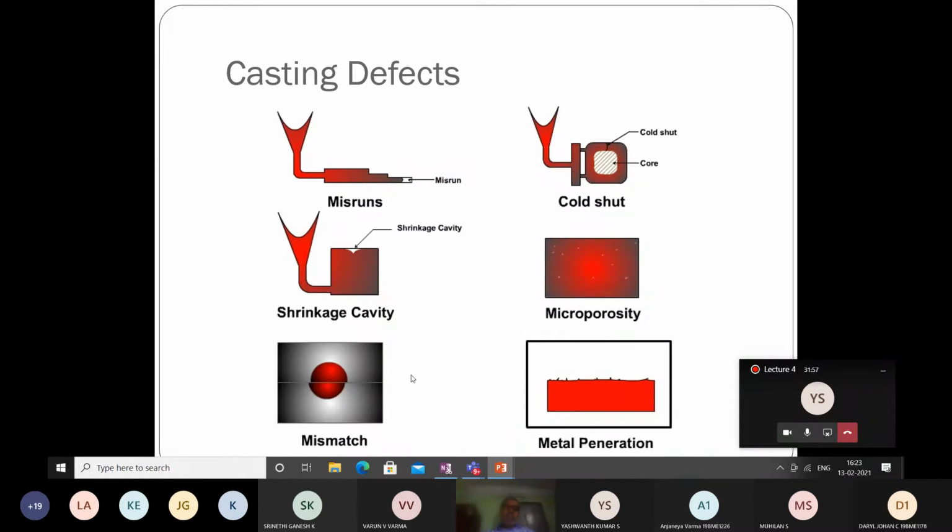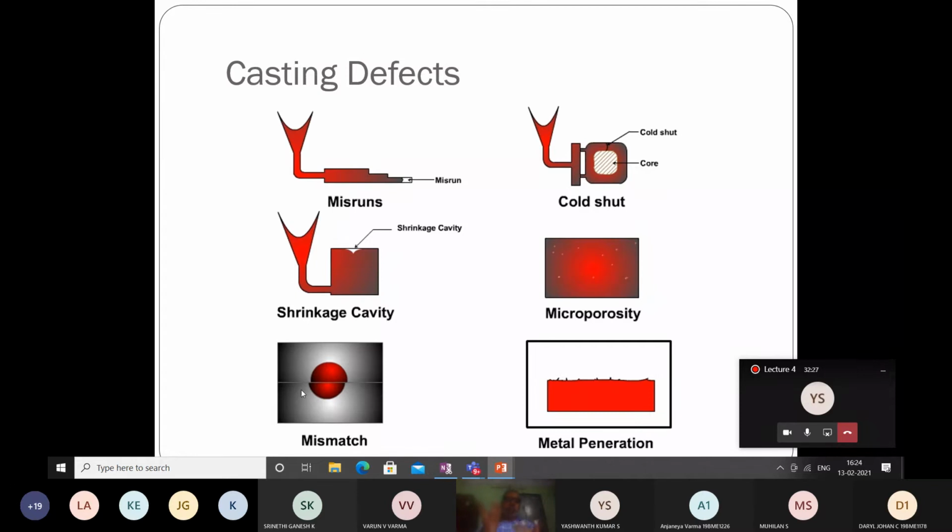Then the fifth drawing is mismatch. This is especially in the case of split piece patterns. Split piece means there will be two halves of the pattern. If the two halves are not aligned properly, there is a problem. Normally, on one side of the pattern there will be 2 pins, and on the other side there will be 2 holes. They will be matched together, so that misalignment is avoided.